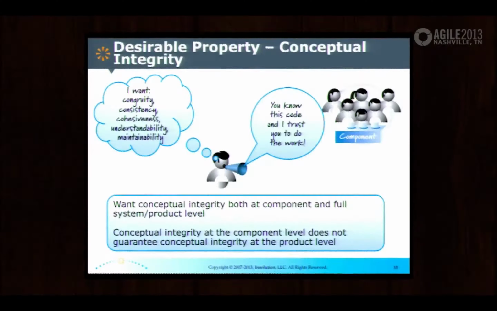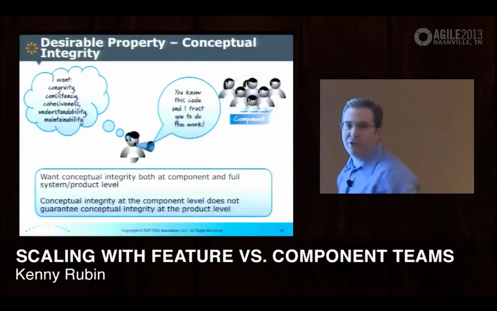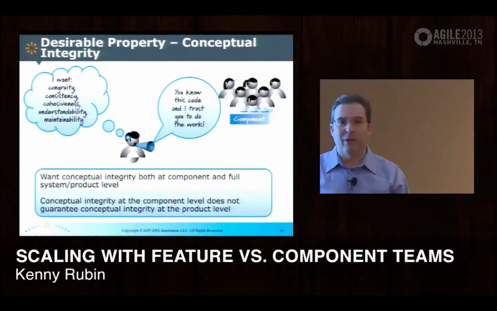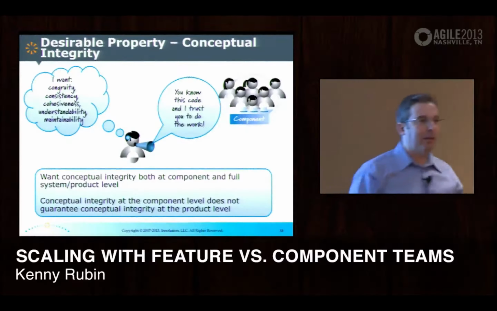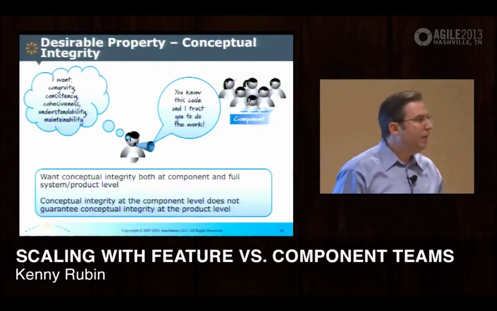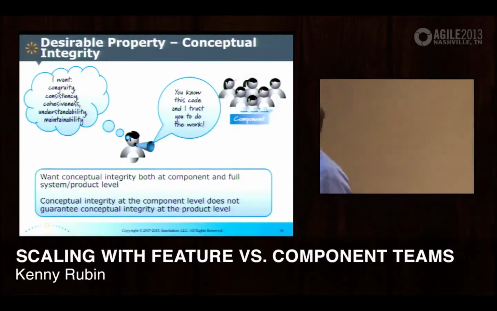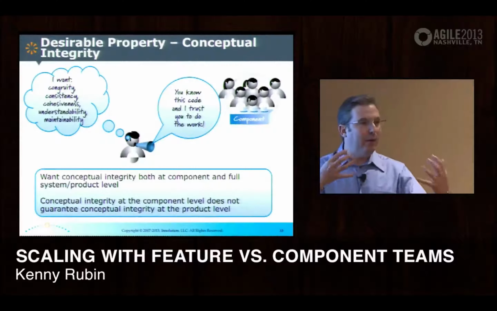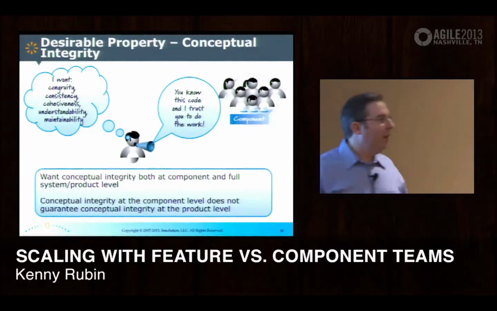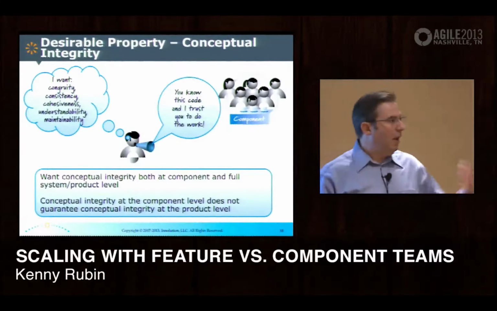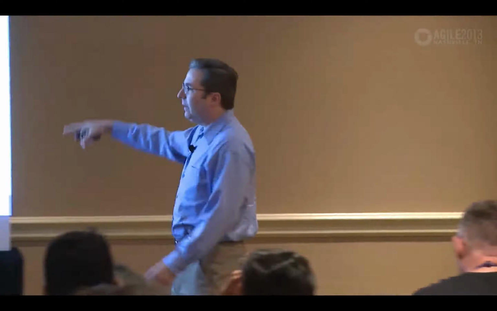Of course, there are some desirable properties of component teams. Conceptual integrity. We talked about this before, right? You guys know this code. I trust you. You're the 8 people who know routing, right? I don't want just anybody in there mucking around because they could screw it up and things start breaking all over the place. That's compelling. I want congruity. I want consistency. I want this coherency in the component. Who doesn't? Who wouldn't want their component to be highly coherent, right? Very consistent, reusable too. We'll talk about that next.